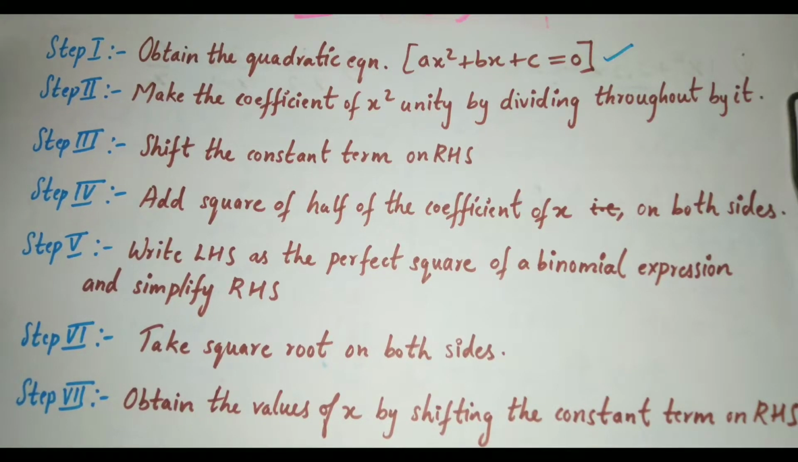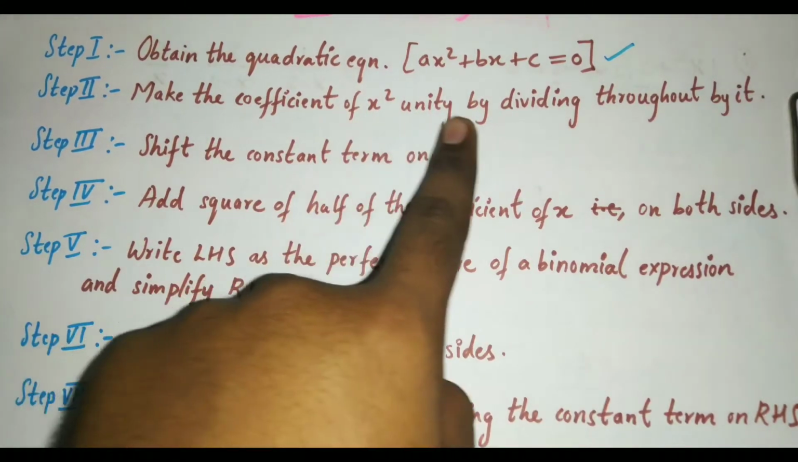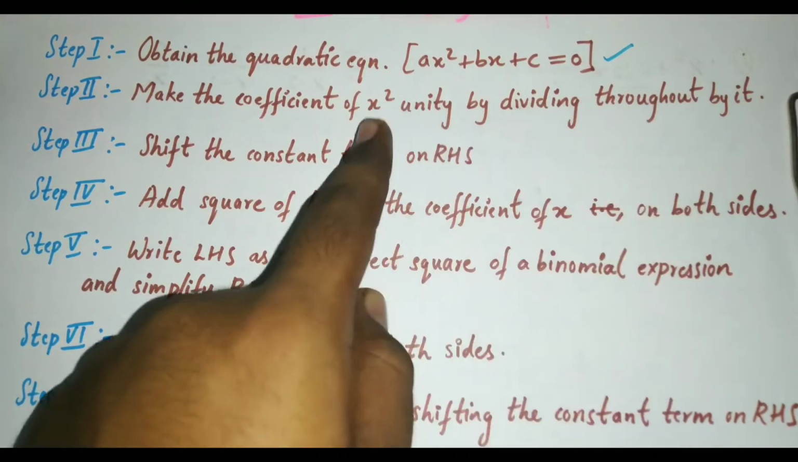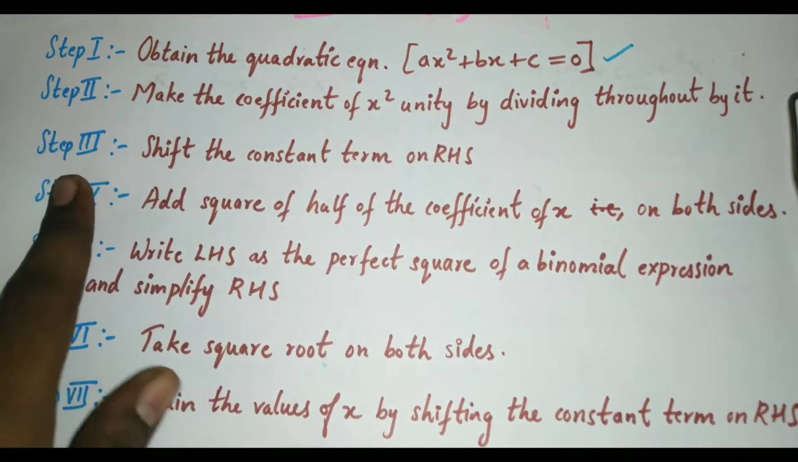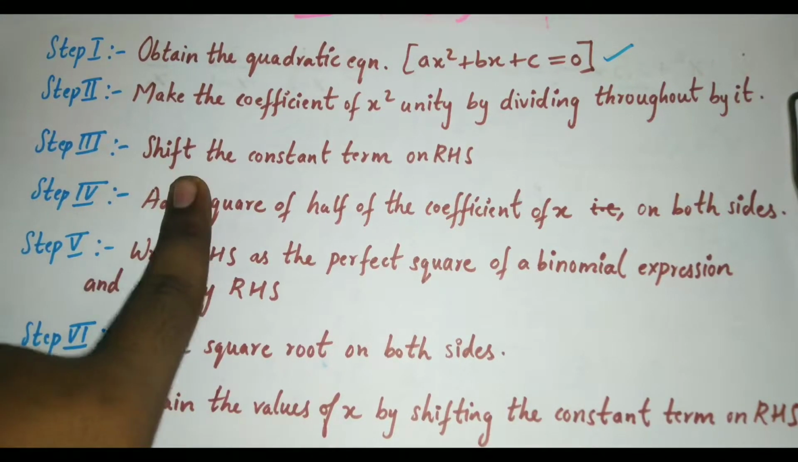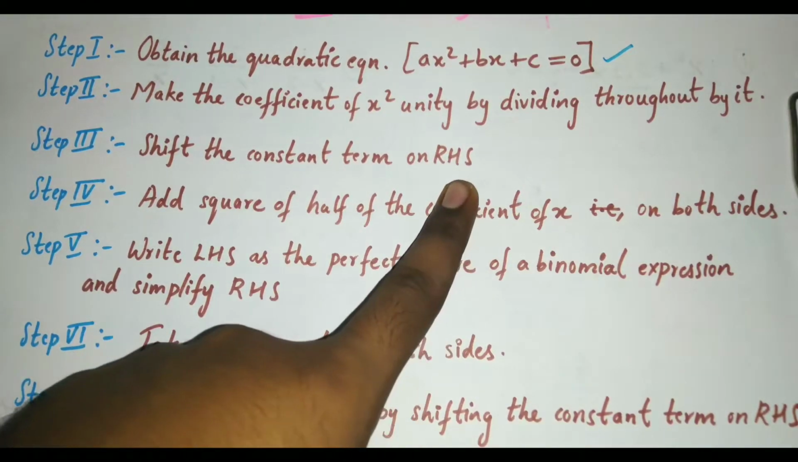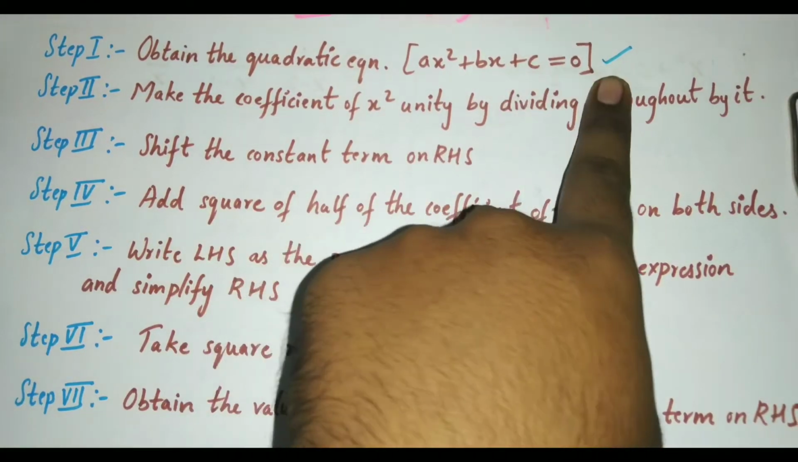Now the second step is to make the coefficient of x square unity by dividing throughout by it. That means you have to make the coefficient of x square as 1. And the third step is to shift the constant term to the RHS. That means you have to shift this constant term towards the RHS.